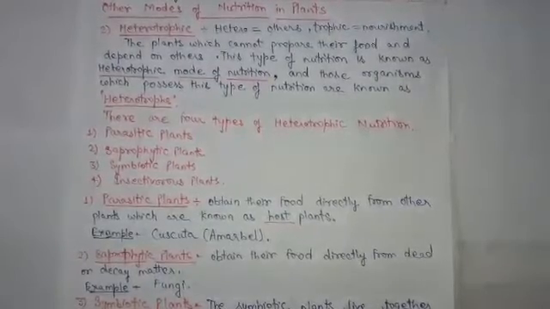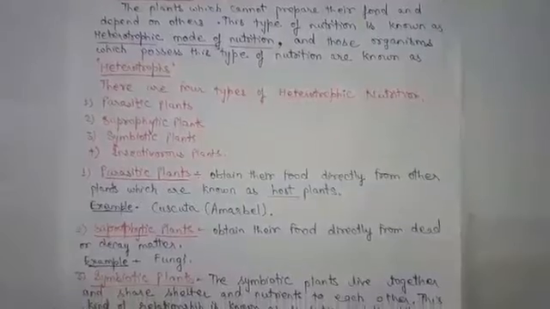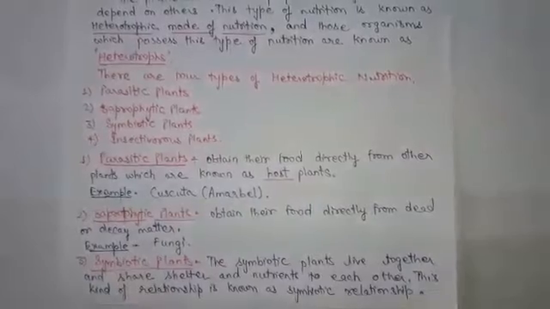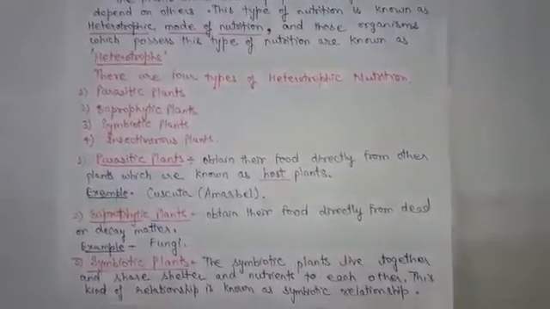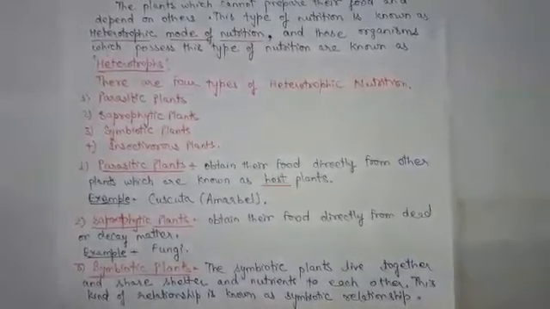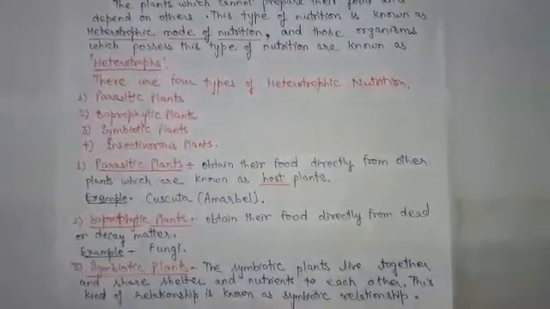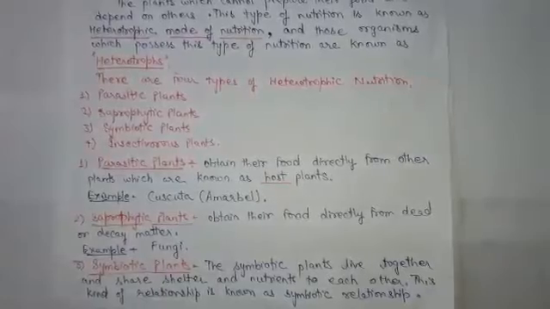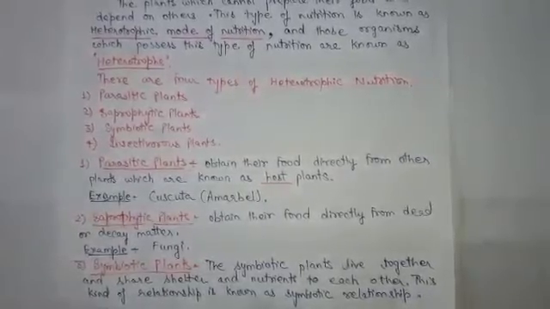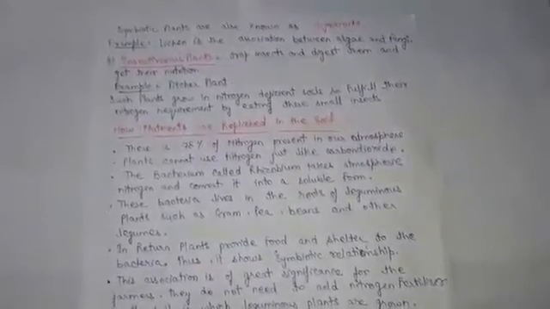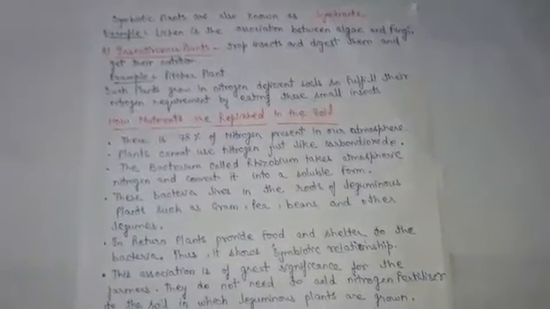Now, the third is symbiotic plants or symbiotic relationship. The relationship between two dissimilar organisms in which both are living together and share shelter and nutrients with each other is called symbiotic relationship. The organisms which are involved in this kind of relationship are known as symbiotes. An example of symbiotic relationship is a lichen.